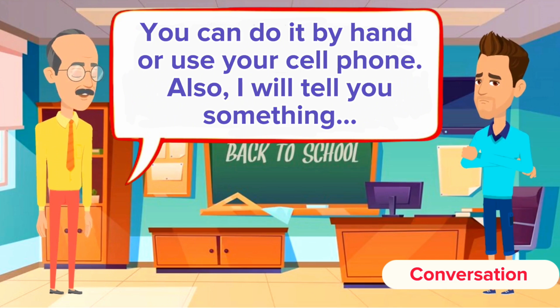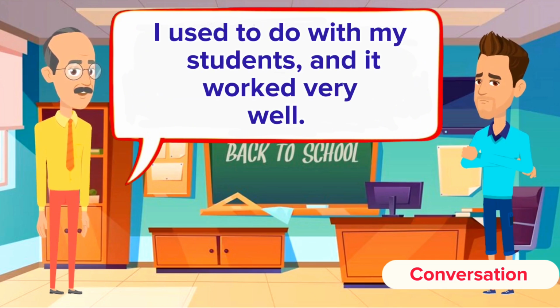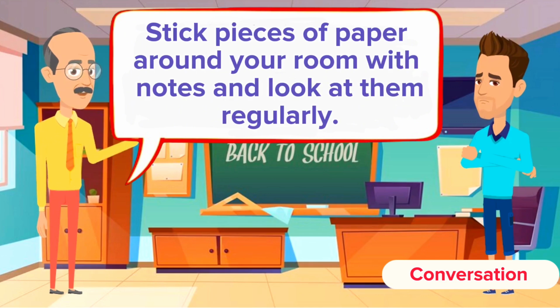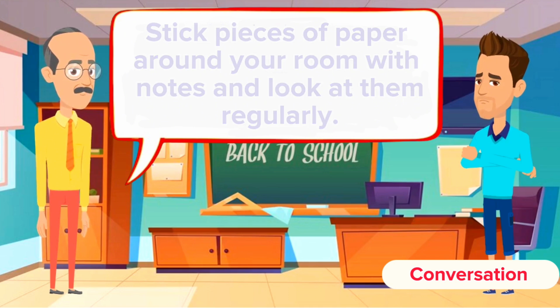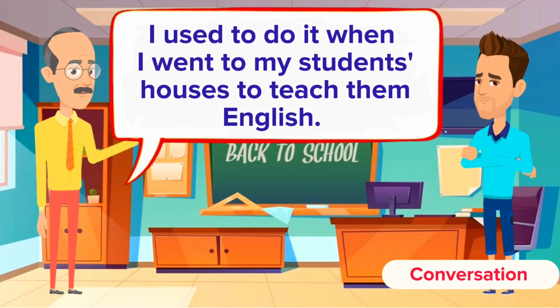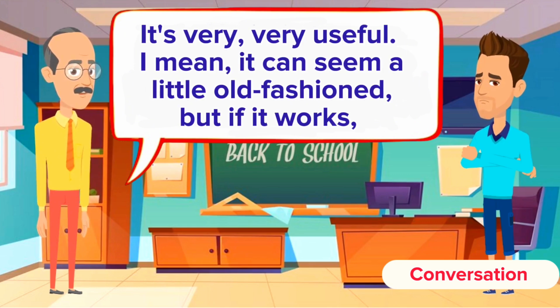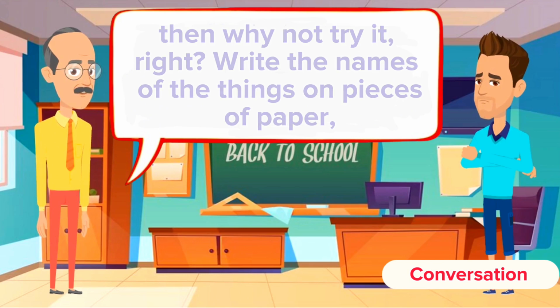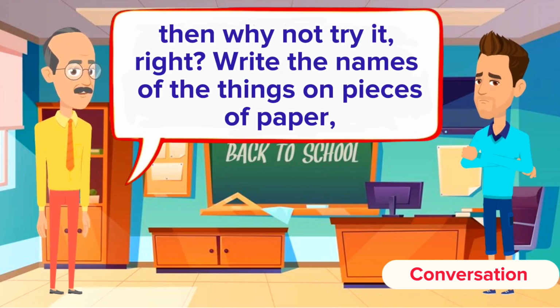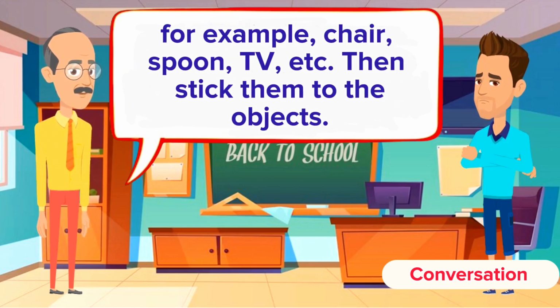Also, I will tell you something I used to do with my students, and it worked very well. Stick pieces of paper around your room with notes, and look at them regularly. I used to do it when I went to my students' houses to teach them English. It's very, very useful. I mean, it can seem a little old-fashioned, but if it works, then why not try it, right? Write the names of the things on pieces of paper, for example, chair, spoon, TV, etc. Then stick them to the objects.